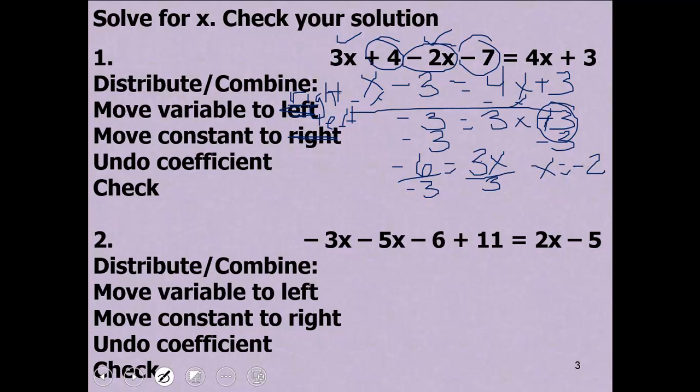Now I'm going to check it. 3 times negative 2 is negative 6 plus 4. Negative 2 times negative 2 is plus 4 minus 7 is equal to 4 times negative 2 is negative 8 plus 3. So, what do I got here? I got 8, 4 plus 4 is 8, and then negative 13. So that's negative 5 is equal to negative 5, and that checks. Negative 8 plus 3 is negative 5.